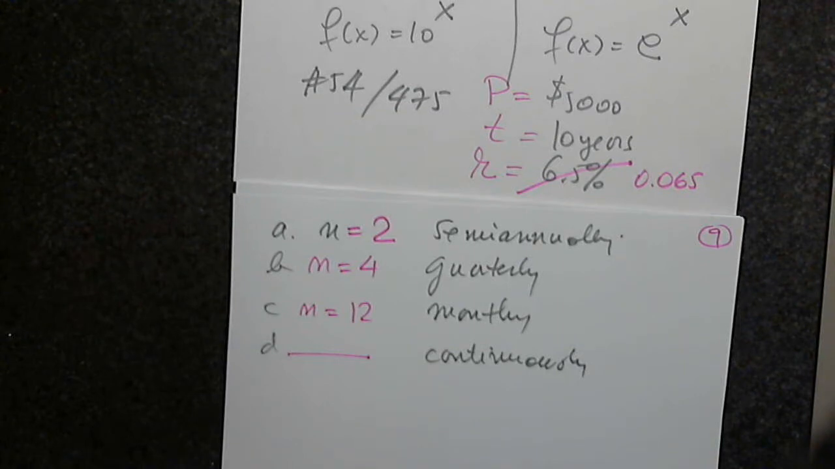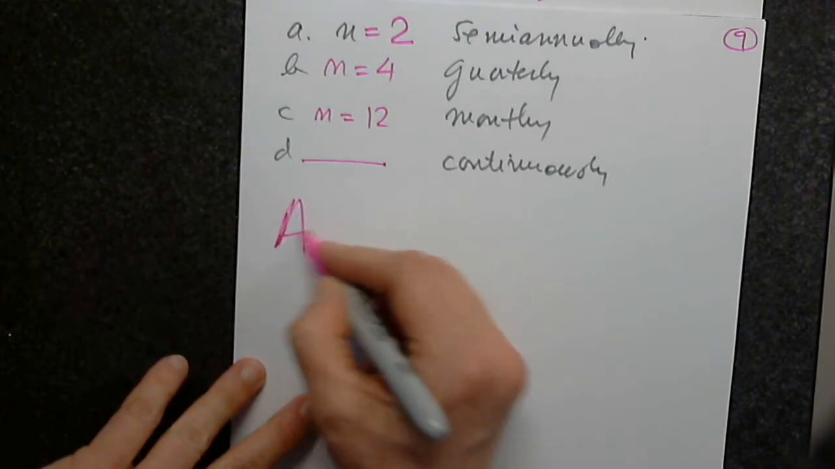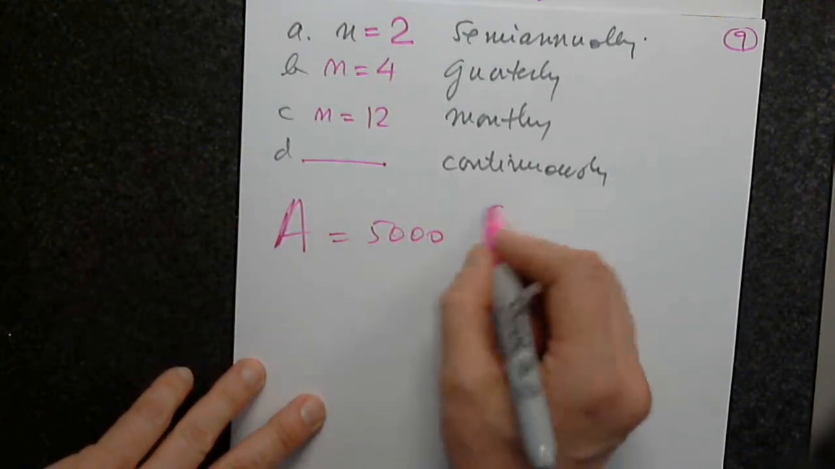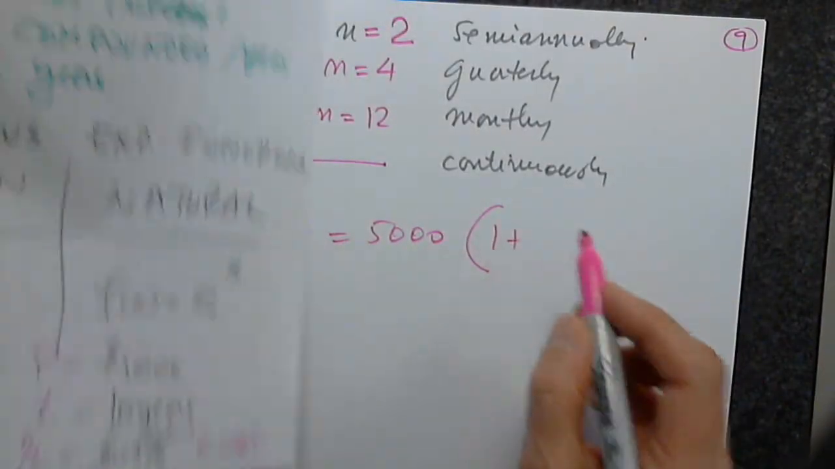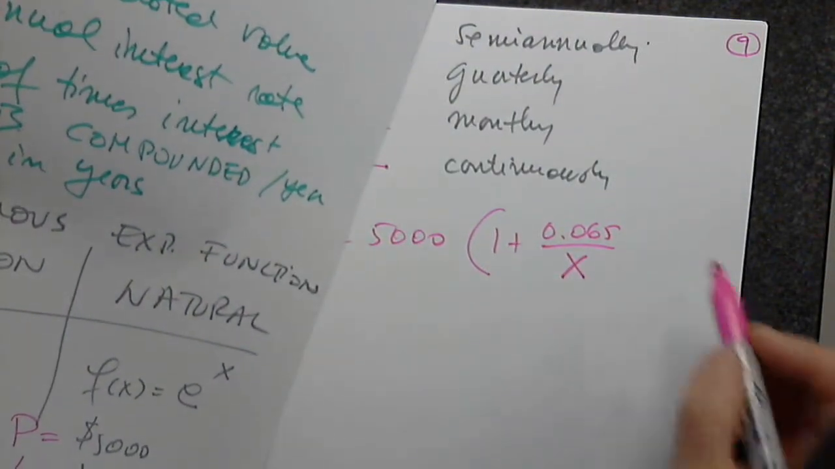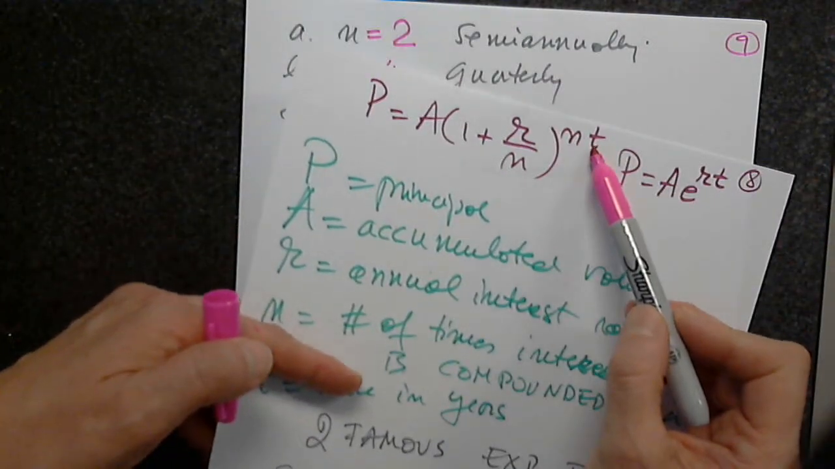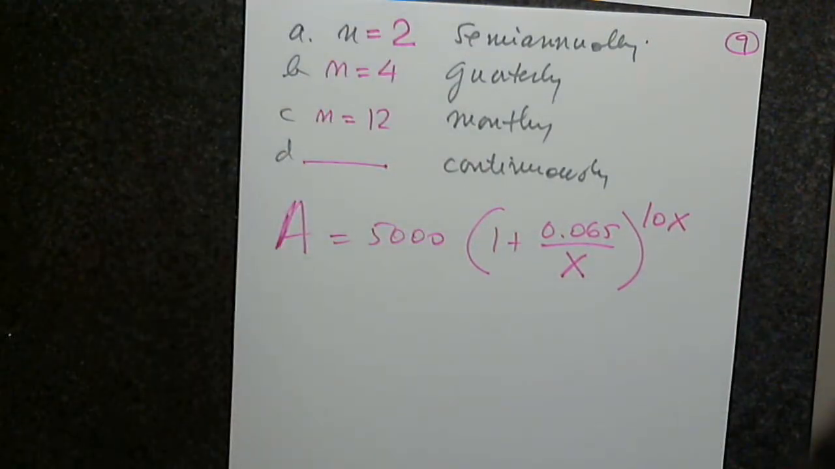And of course, I'm not going to do this by hand. I'm going to put a formula, which is A equals 5,000 times this formula, 5,000 times 1 plus r, 0.065, over X, because I don't have n in the calculator, and the power will be X times 10, or 10X. So what is X? Why am I using X? Because the calculator doesn't have n. You don't have to change the variable, but in the calculator, I will have X. Then we can look up 2 and 4, 4 and 12. Exactly. Excellent.